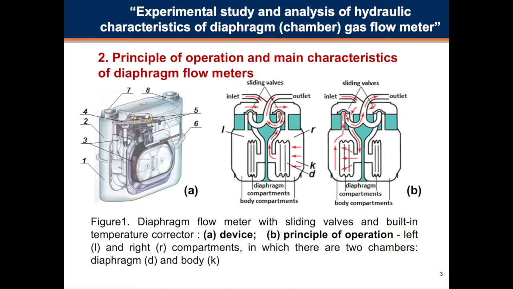The diaphragm flow meter is a volumetric flow meter with periodic filling and emptying of variable volume chambers, in which the movement for this filling and emptying is mechanically transmitted to a counter, and the flowing gas drives it. The operation of the diaphragm flow meter is connected at any time with filling one chamber, emptying the other chamber from the same compartment, and pausing for the other two chambers located in the adjustment compartment.